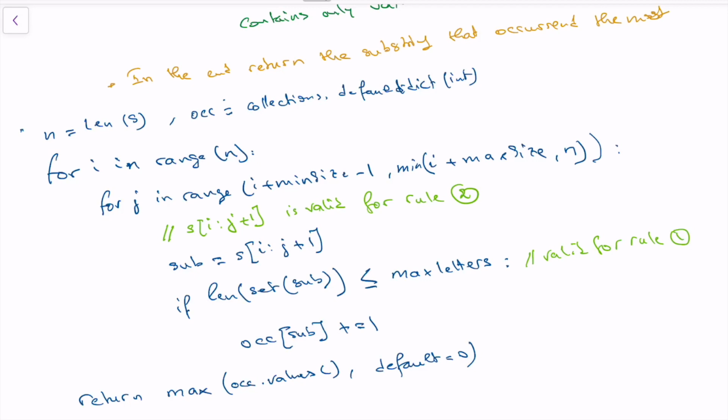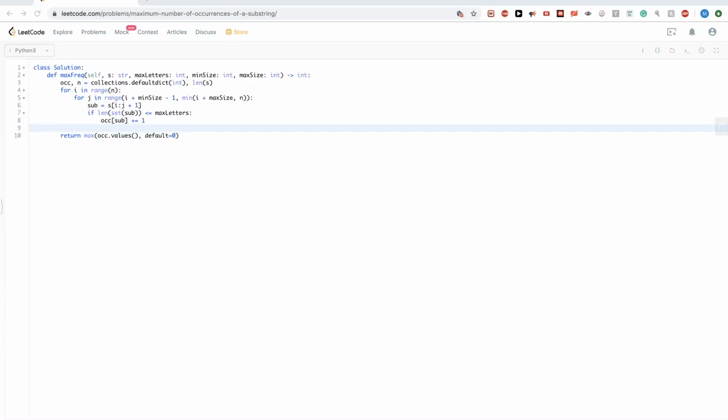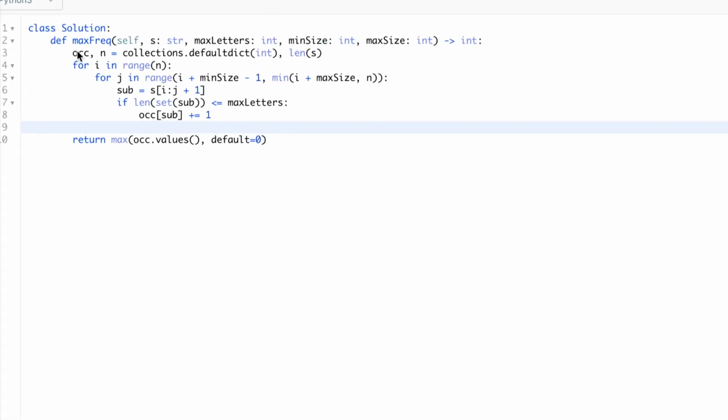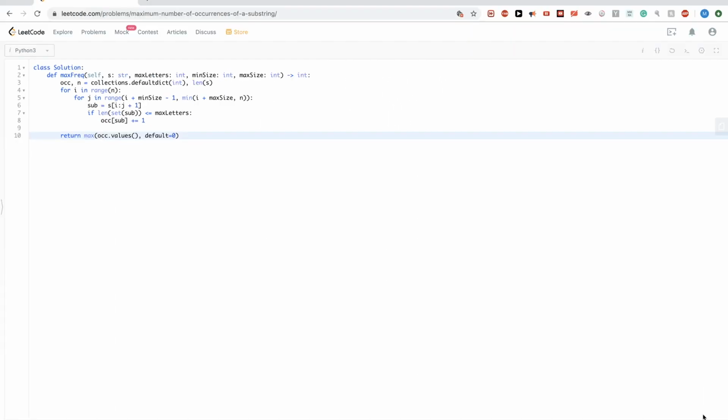Okay, so let's type this into Leetcode and see if it passes the test cases. I just typed the solution that we just went over in the overview here. Constructing the words that are valid according to the size rule, in the range that we want, and then checking that the number of unique characters is less than or equal to max letters. If it is, we count how many times it occurred. At the end, we return the max. And so let's run this and see.